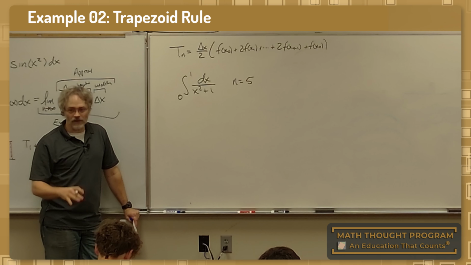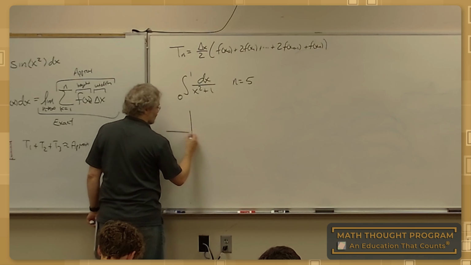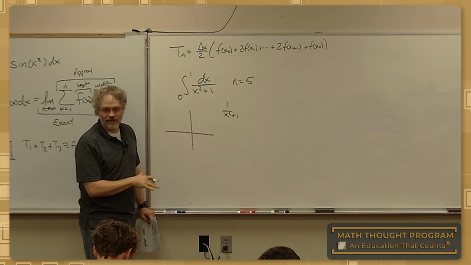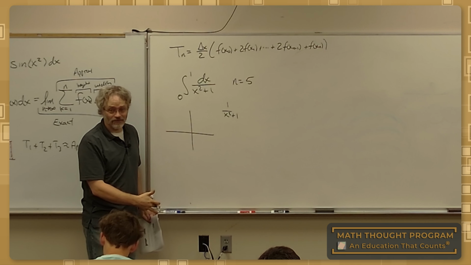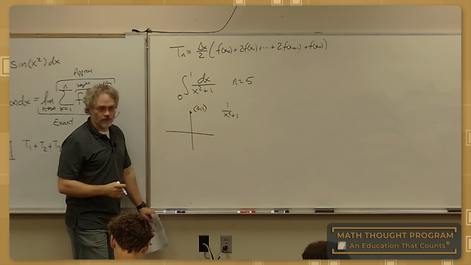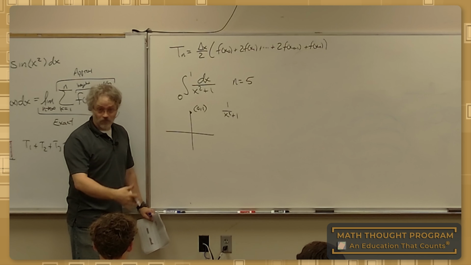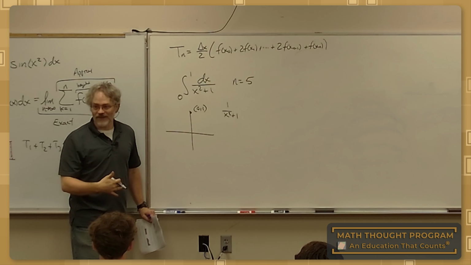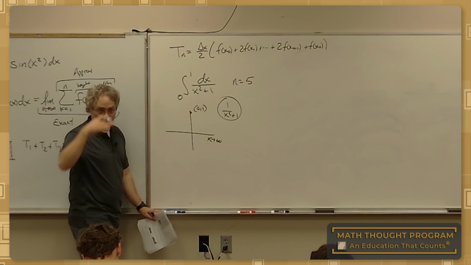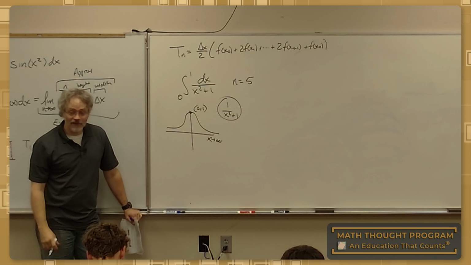What would be a good approximation if I was going to use the trapezoidal rule? If I was to look at the graph of 1 over x squared plus 1, how would I graph this? What would happen if x is 0? Take it and plug it in. Then what would happen as we continue to 1, then 2, then 3? What happens as x goes off towards positive infinity? What's happening to your function? It's going down to 0, and likewise that way. I got a bell curve. Look at that.